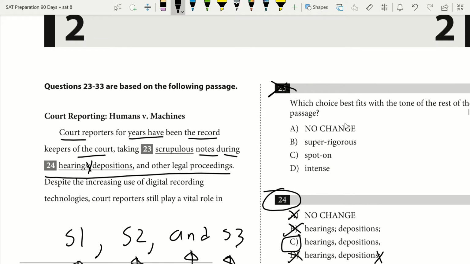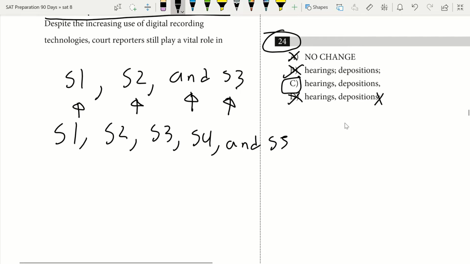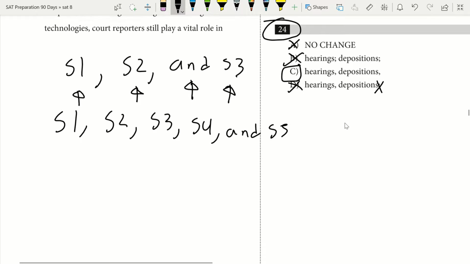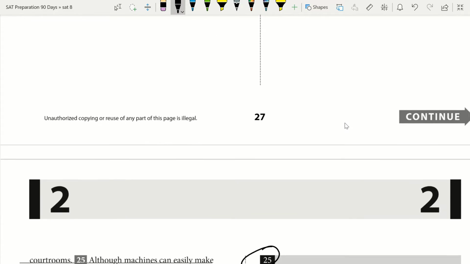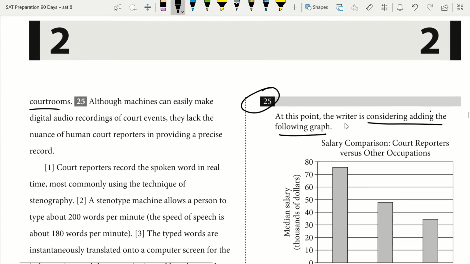So we have court reporting, humans versus machines. Court reporters for years have been the record keepers of the court, taking scrupulous notes during hearings, depositions, and other legal proceedings. Despite the increasing use of digital recording technologies, court reporters still play a vital role in courtrooms. So we see court reporters play a vital role in courtrooms, so they play an important role. And then after 25, we have: although machines can easily make digital audio recordings of court events, they lack the nuance of human court reporters in providing a precise record.